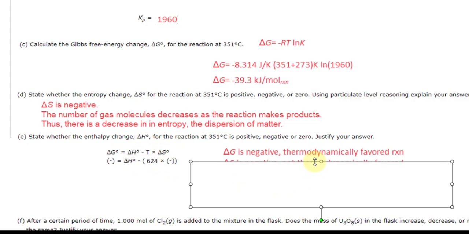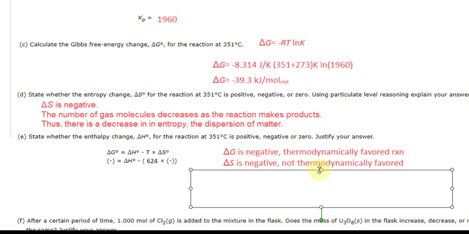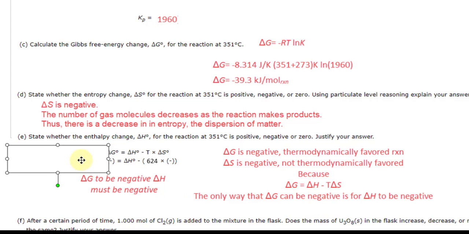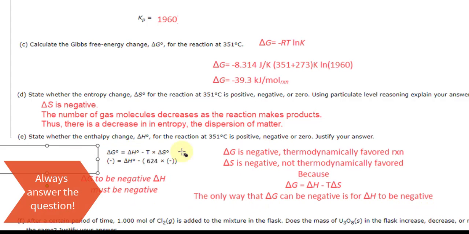You can put that pretty simply. Delta G is negative, thermodynamically favored reaction. Delta S is negative, not thermodynamically favored. Because of this, the only way delta G can be negative, oh wait a second, I have to answer the question. For delta G to be negative, delta H must be negative. Did I answer the question? Yes, negative right here. And this explains it. You can use the equation. You didn't have to write all of this. I could have just written down delta H must be negative. See, answer the question, justified.